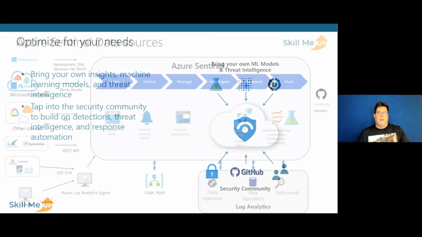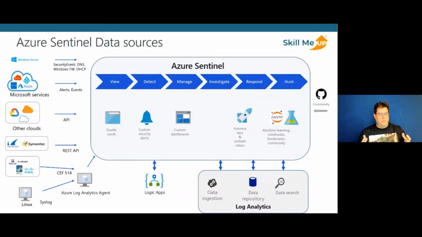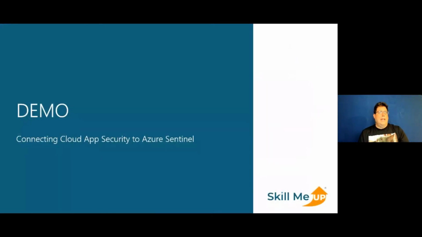The key point here is really the data sources. In a second I'm going to show you how quick and easy it is to create and connect a data source, in this case Cloud App Security, and bring the capabilities of Cloud App Security together with the capabilities of Azure Sentinel and all of the threat intelligence, artificial intelligence, cognitive services and learning services within the Azure and Microsoft ecosystem, to create a fully secure and compliant environment. So let's go and look at that right now.